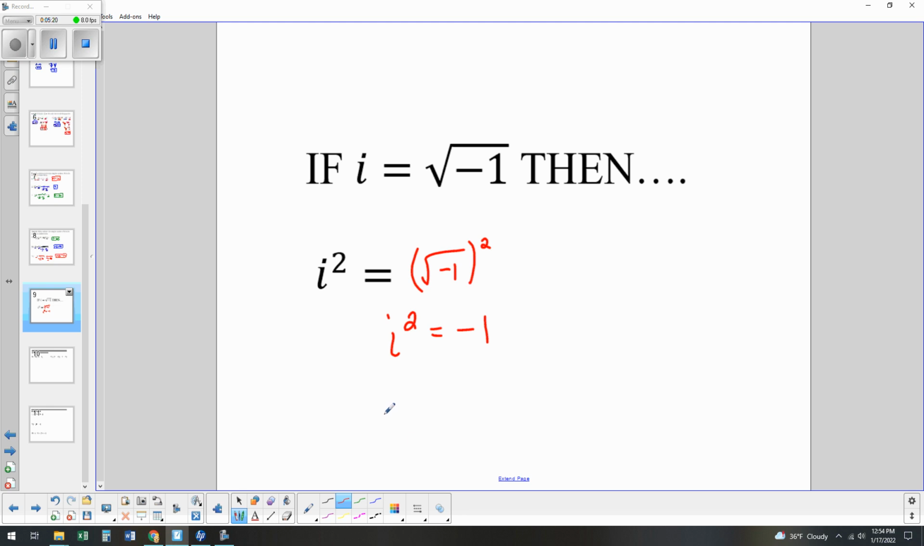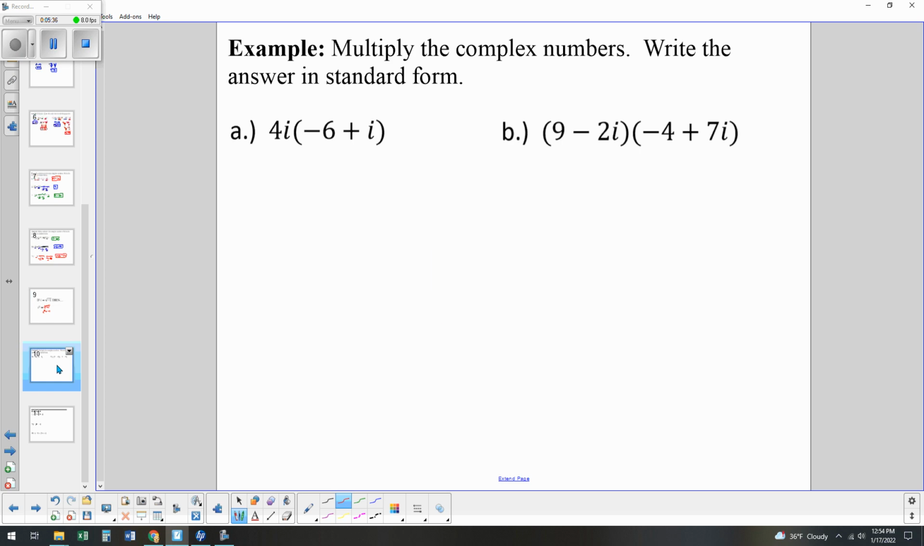So whenever I'm doing multiplication, if I end up with i squared in my answer, I want to turn that into negative 1 because I never want to have i's where I don't need them, right? If there's just a regular i in the problem, that's fine, but as soon as I have i squared, I want to get rid of it by turning it into negative 1. So let's multiply these complex numbers. So here, 4i is going to get distributed.